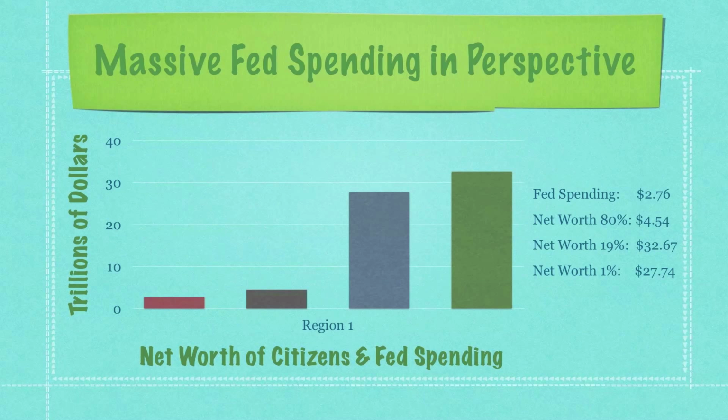To give you a little perspective on exactly how much the Fed spent trying to quick start the economy, on the left side of the screen you can see this little bar right here represents $2.76 trillion that they pumped into the economy. This right here is the total net worth of the bottom 80% of citizens in the United States, which amounts to $4.54 trillion. So that means that the Fed pumped in over 60% of the total net worth of the bottom 80% into the economy. And here, by the way, is the total net worth of the next 19% and the net worth of the top 1% in the United States.